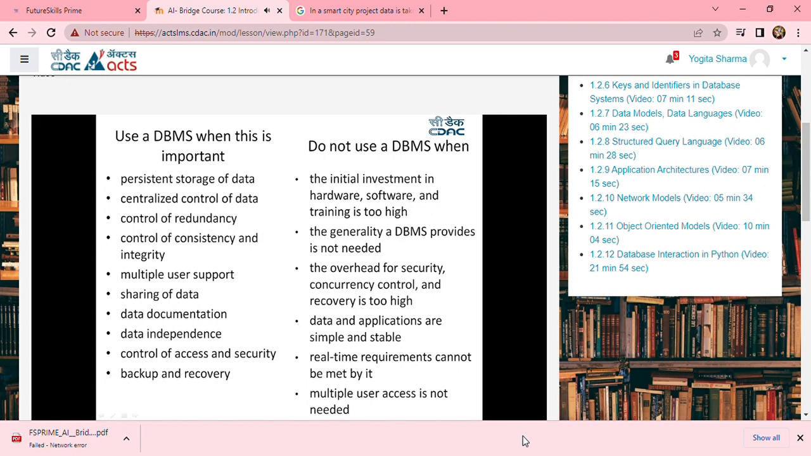So it's a startup. In such a case, you don't require a database management system as such. You need data to be captured, but a database management system is not required. And the real-time requirements cannot be met by it. For example, I have the database with me, but from time to time I am unable to meet the requirements.